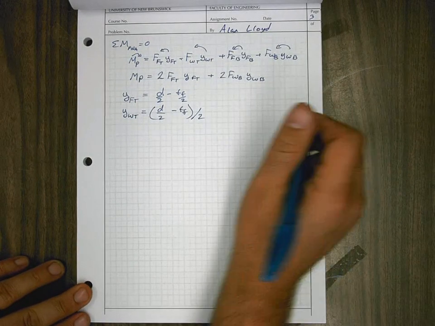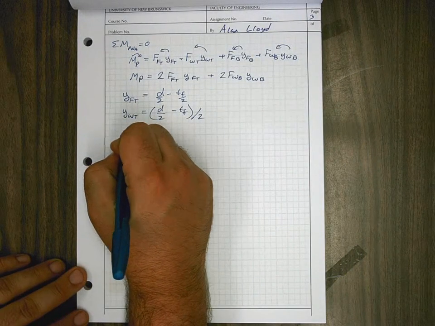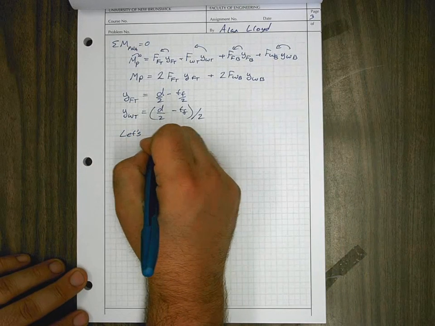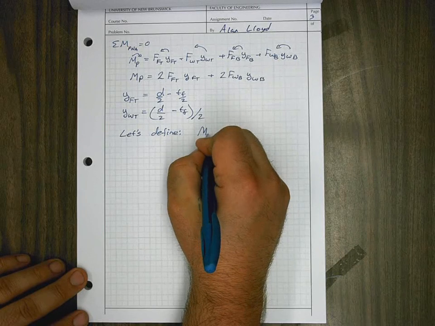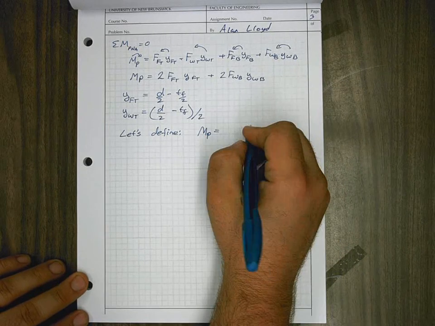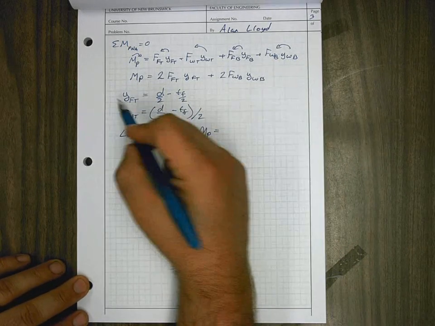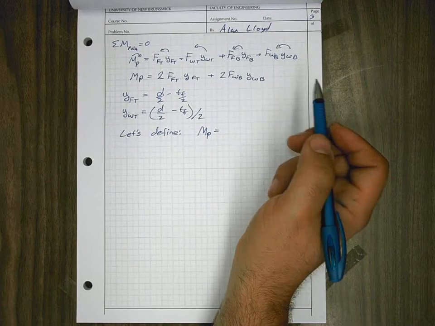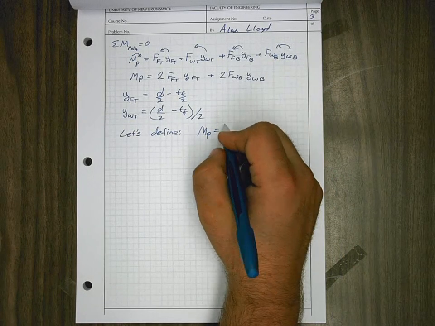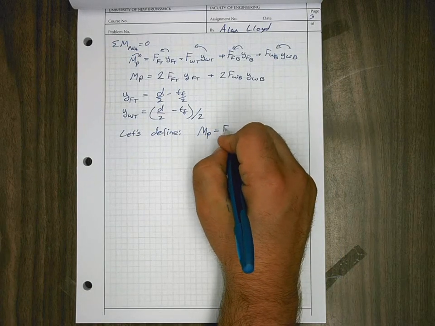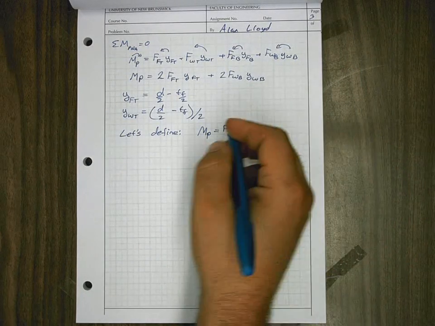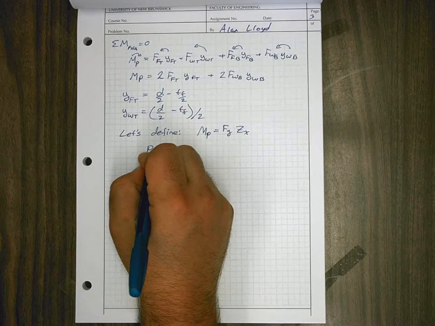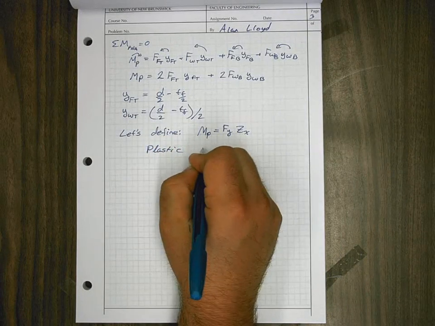Now, plastic moment is equal to, as we calculated up here, we've found a way to calculate plastic moment. We could also define plastic moment is equal to Fy times Zx. So we're defining plastic section modulus.